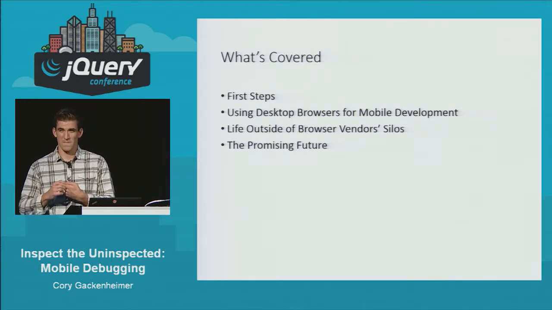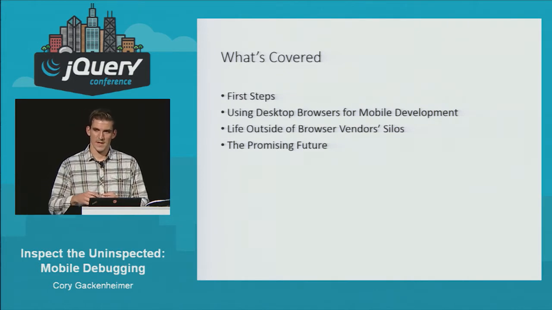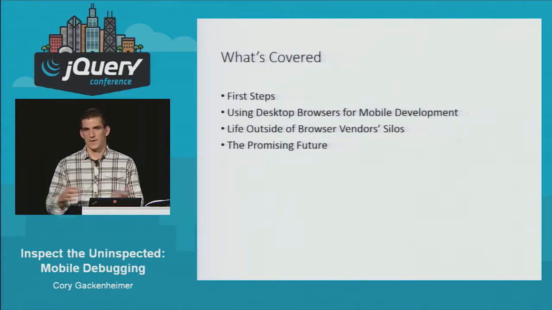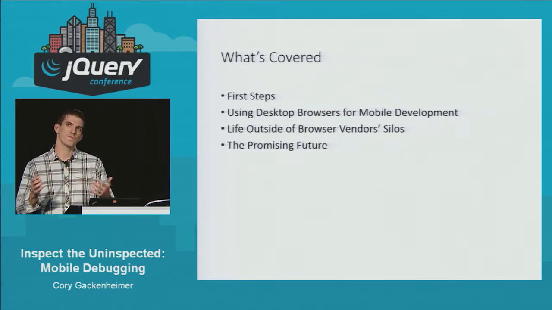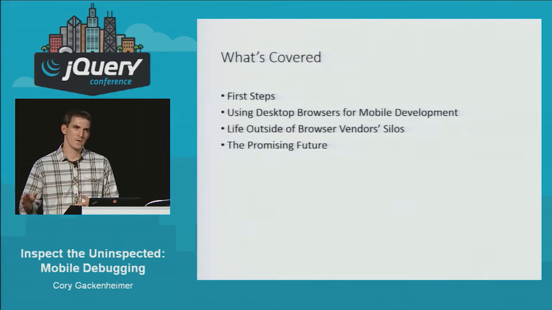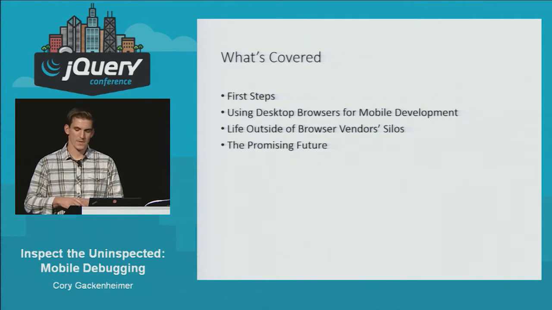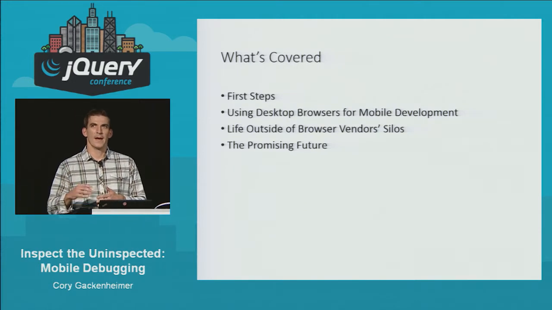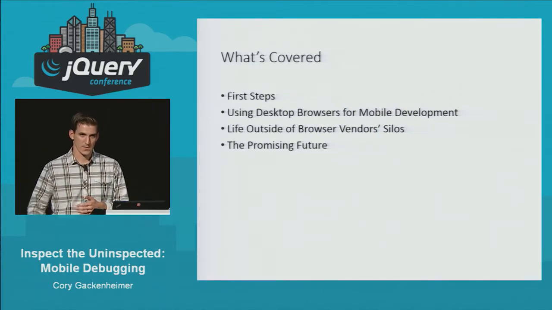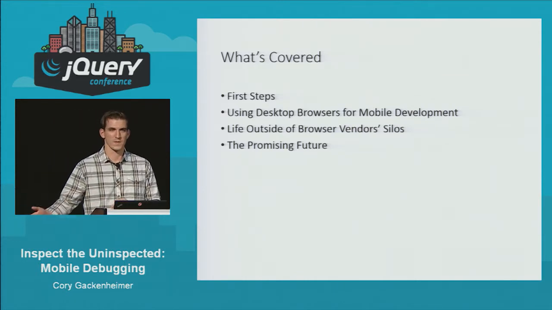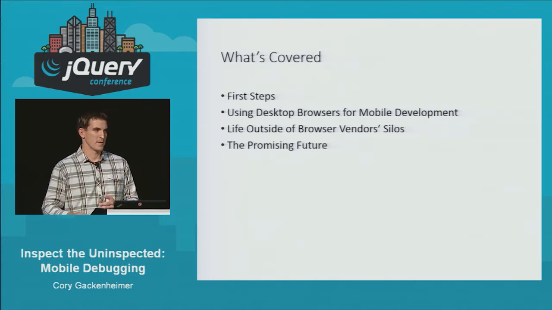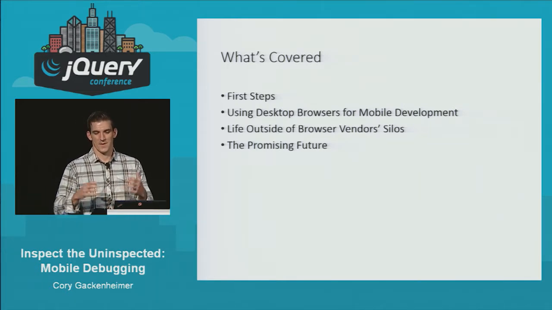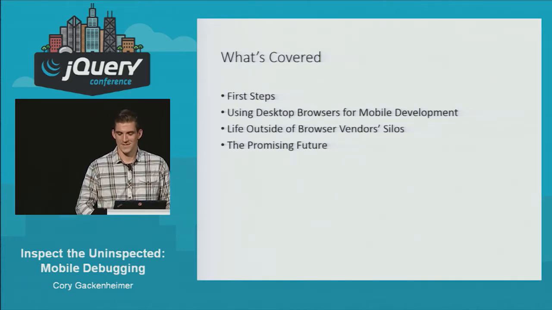First, we're going to talk about the first steps when you're focusing on mobile development and getting that mobile mindset when you're debugging. Then we're going to talk about how you use your regular desktop browser of choice to focus your mind towards the mobile debugging scenario. And then we're going to talk about how you can get outside of the browser vendor's silos for mobile debugging and debug something like old Android or Safari if you're on a Windows device, or Nokia 900 if you have one of those. And then we're going to talk about the promising future of mobile debugging, or what it might be someday.